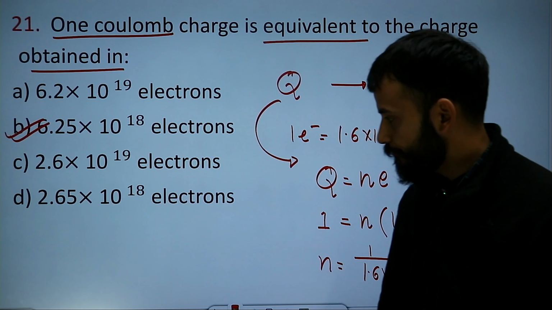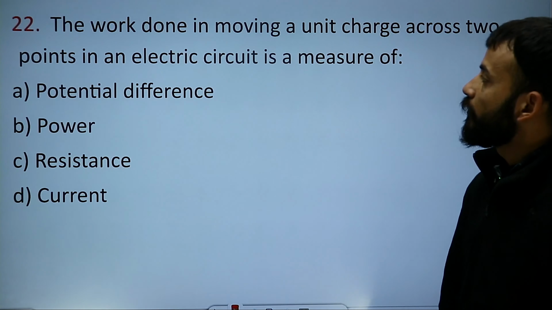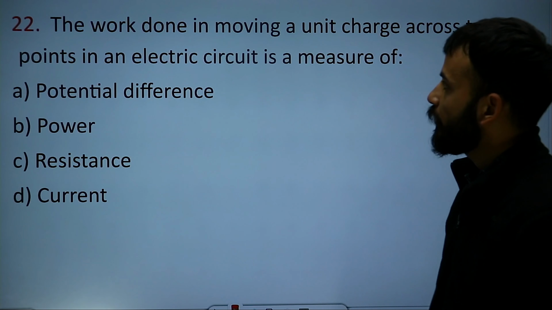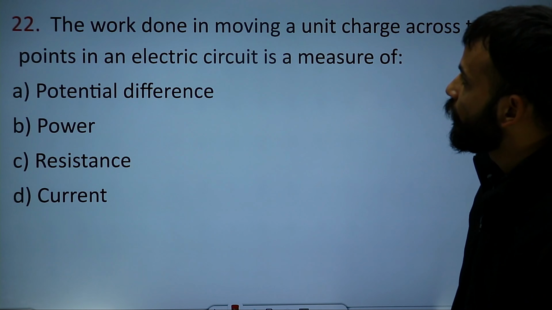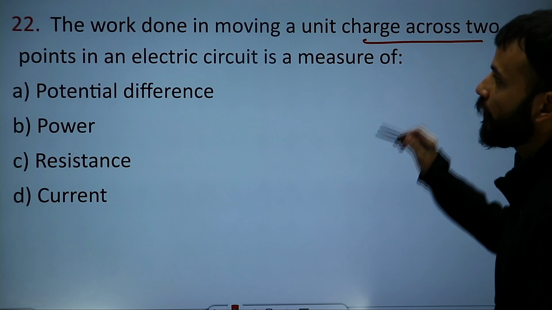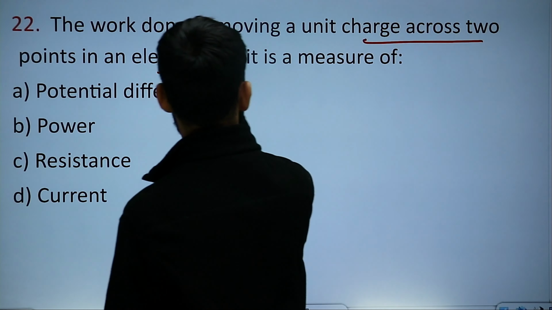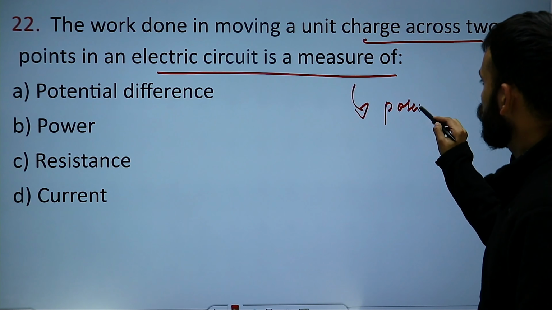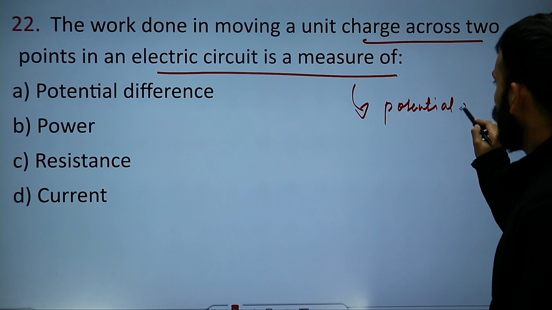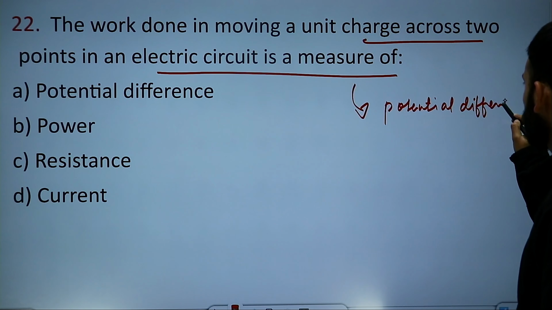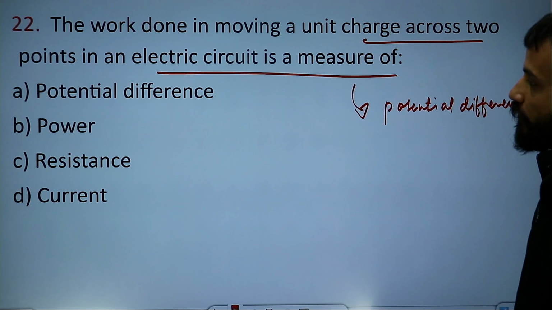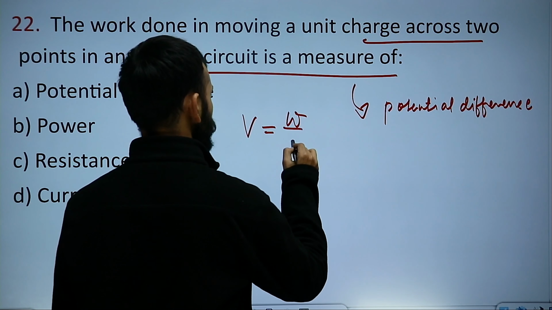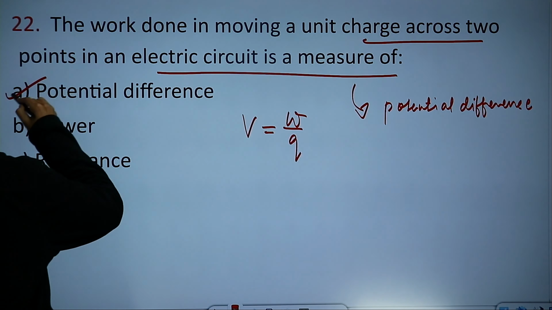Next, the work done in moving a unit charge across 2 points in an electrical circuit is a measure of. This is the definition of potential difference, and we already talked about potential difference being work done per unit charge.